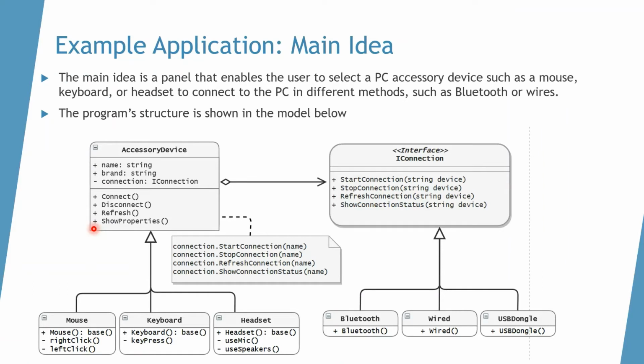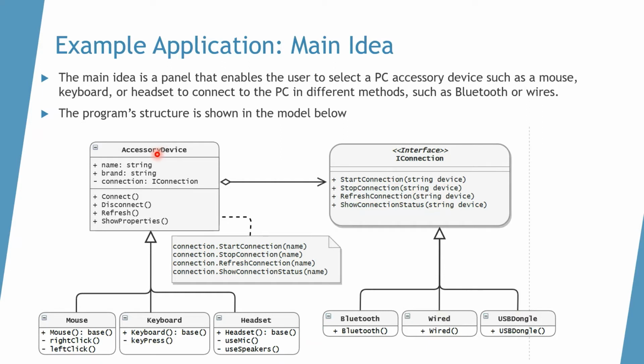To demonstrate the use of the bridge pattern, we have an example application. The main idea behind it is a panel that enables the user to select a PC accessory device and connect it to the PC in different ways. So this is the same structure we've seen a couple of slides ago, it just applies to our program in particular. The IConnection here is the implementer. It declares functions regarding how the connection is going to work. And the concrete implementers here are going to implement these functions based on specifically how that type of connection works.